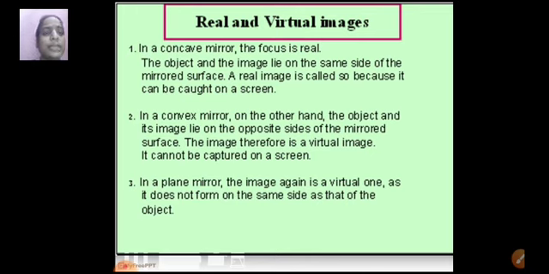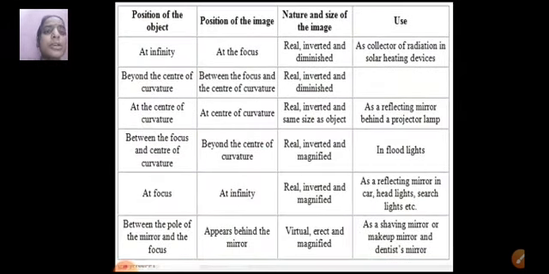As we have seen with real and virtual images, in a concave mirror the focus is real, so the object and the image lie on the same side of the mirrored surface. A real image is called so because it can be caught on a screen. In a convex mirror, on the other hand, the object and the image lie on opposite sides of the mirrored surface. The image therefore is a virtual image. It cannot be captured on a screen. In a plane mirror, the image again is virtual as it does not form on the same side as the object. So this is about real and virtual images, and here you can see the position of the object, position of the image, nature and size of the image, and the uses of concave and convex mirrors, which will be discussed in detail in the next video next week.